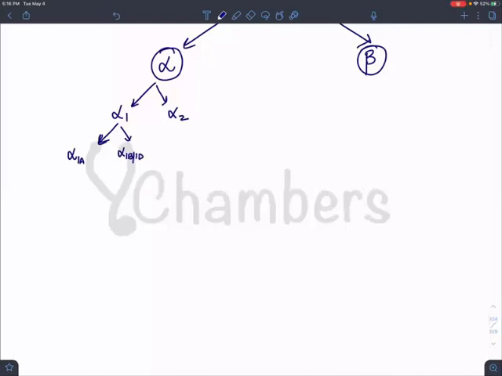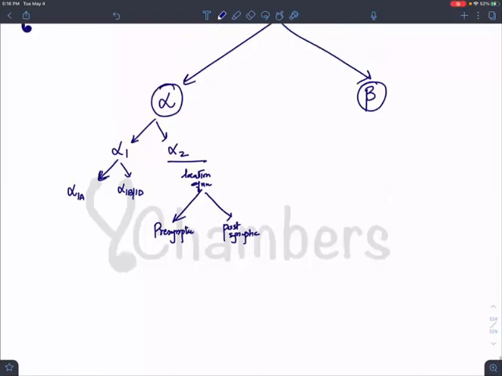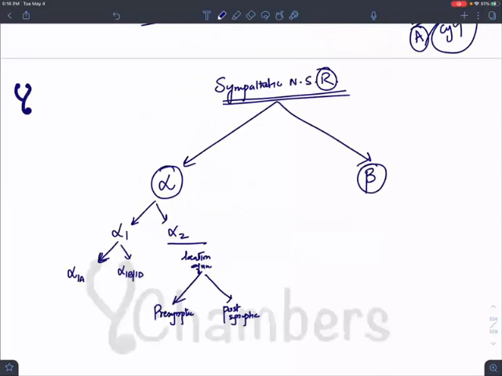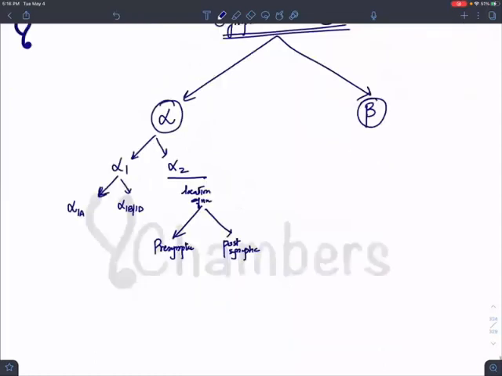These are divided on the basis of location of the neuron, whether they are presynaptic or postsynaptic. Is there any doubt? Simple: alpha, beta, alpha 1, alpha 2, alpha 1a, 1b, 1d, alpha 2, presynaptic, postsynaptic.